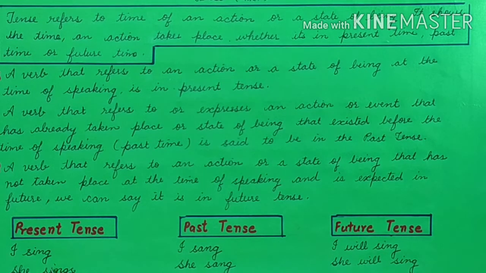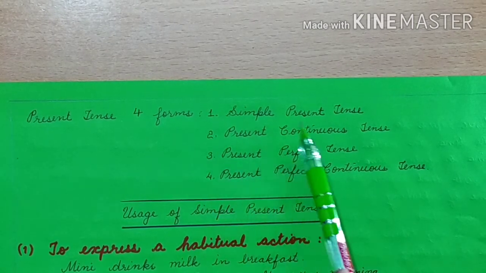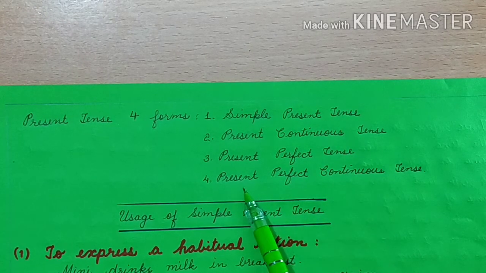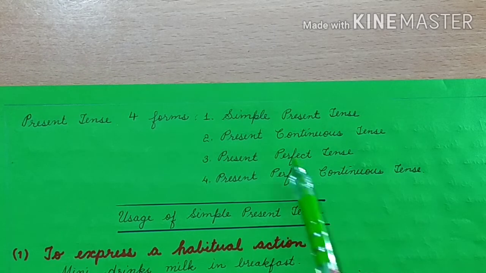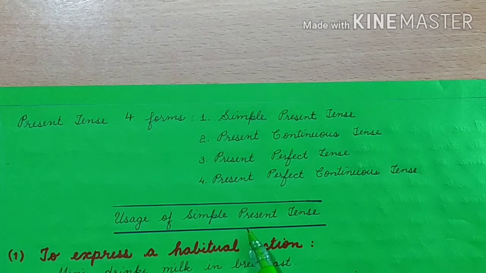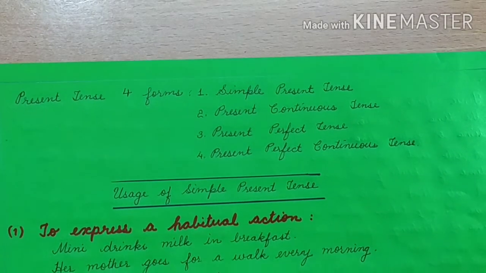So you can just see the verbs. There is a change in the verbs, a change in the structure, isn't it? We will read present tense in detail in this video. Present tense has four forms: simple present tense, present continuous tense, present perfect tense, and present perfect continuous tense. You all know about this, isn't it, children? But let's see the usage of simple present tense, all the occasions when we can use it.